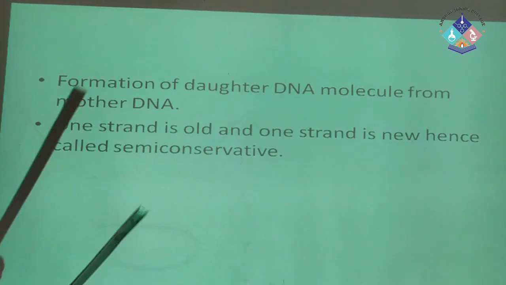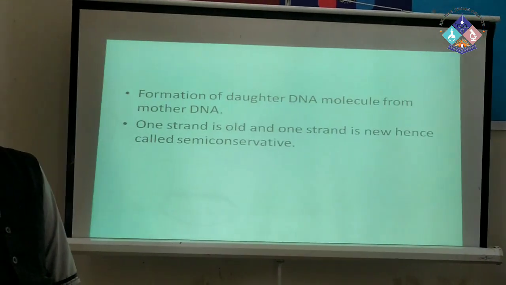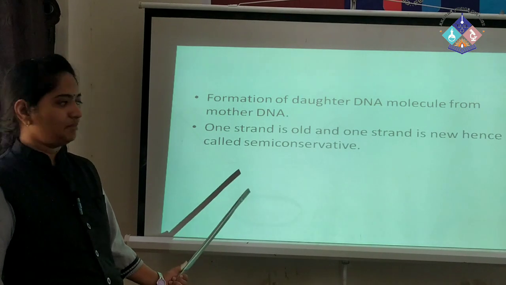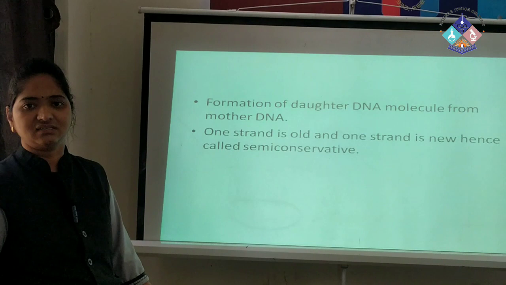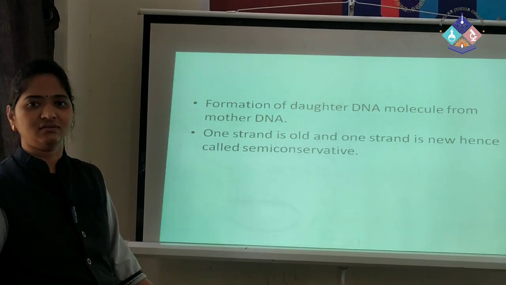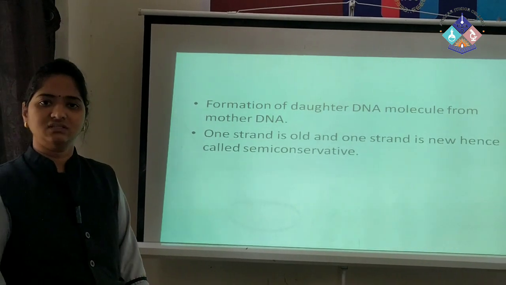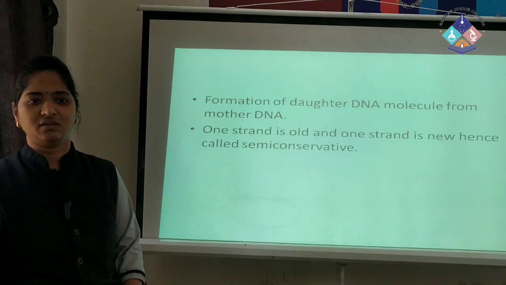So it is called semi-conservative replication. Again I repeat, why is it called semi-conservative replication? In a newly formed daughter DNA molecule, one strand is from the parent DNA, that is the mother DNA, and one strand is newly synthesized, meaning half is from the parent and half is newly synthesized, 50% old strand and 50% new strand. So this is called semi-conservative replication. This is the point related to replication.